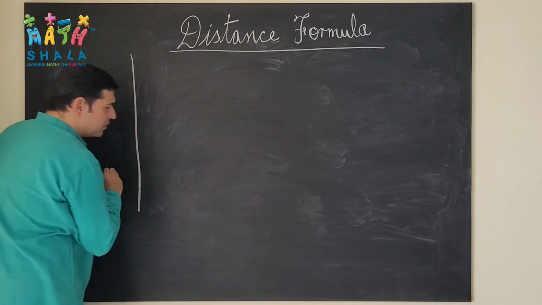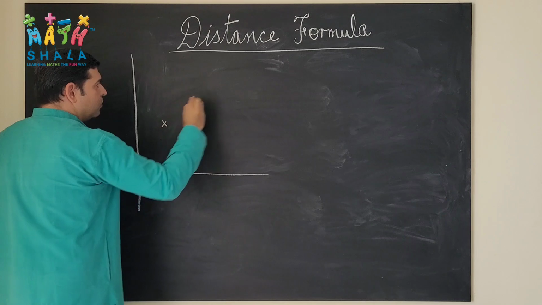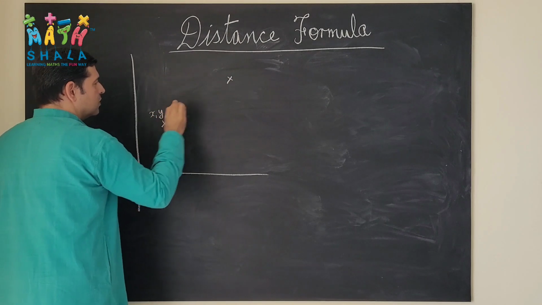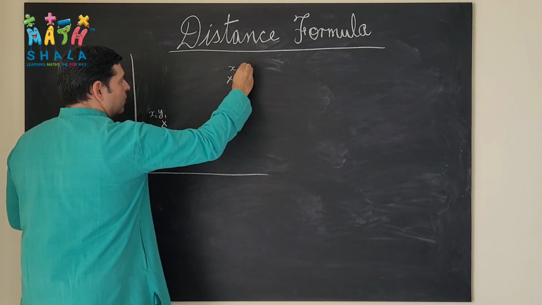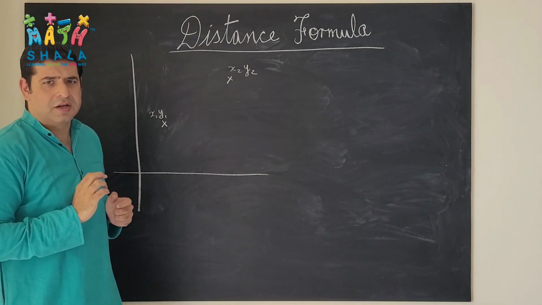I'm taking an example from the first quadrant. If there are 2 points x1, y1 and say x2, y2. Now what is the distance between these 2 points? That's what the distance formula does.